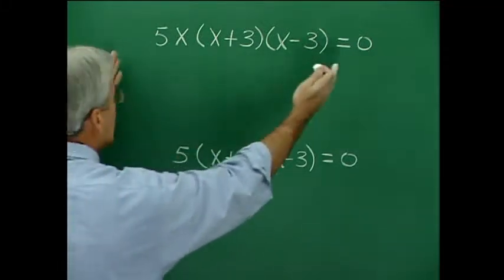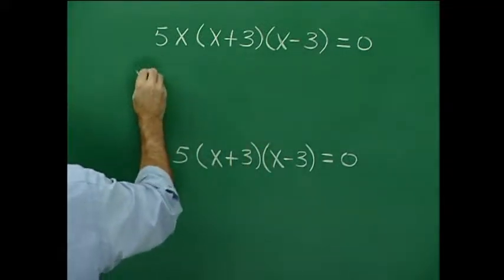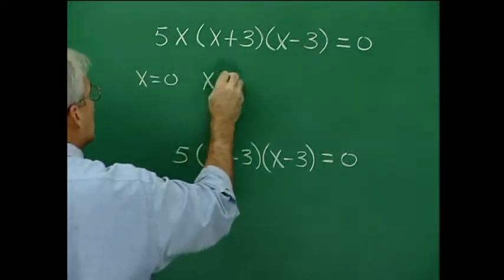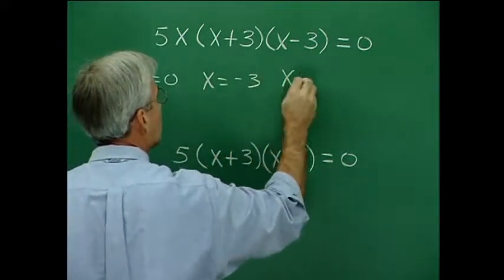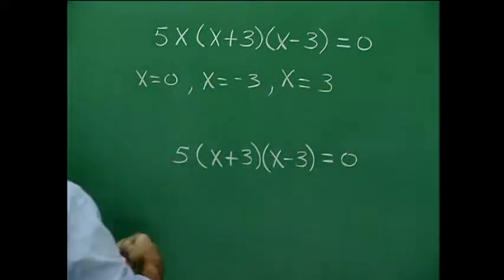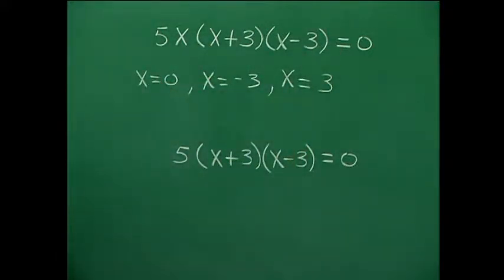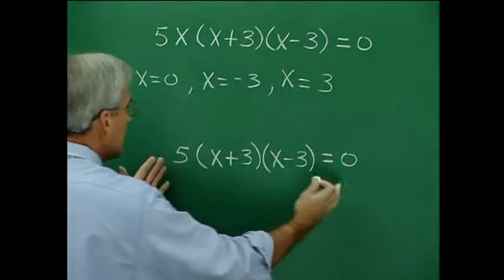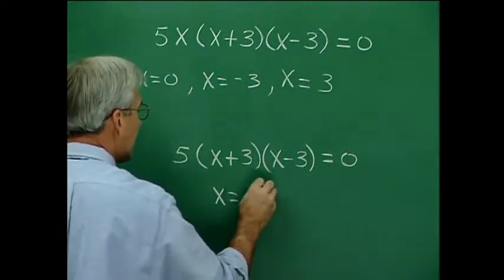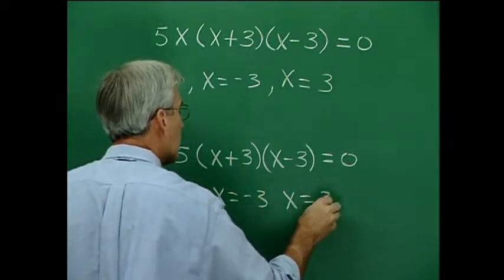If we're identifying solutions up here, we would say that x equals 0 is a solution, x equals negative 3, and x equals 3. Those are our three solutions, just by asking ourselves what value of x causes each factor to be 0. But when you ask the same question down here, you know that x equals negative 3 and x equals 3 will be solutions.